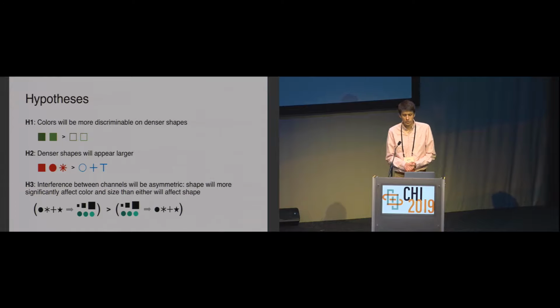And lastly, we expect interference between these channels to be asymmetric. In other words, we expect shape to more strongly influence color and size perceptions than either color or size would influence one's ability to perceive a mark's shape.